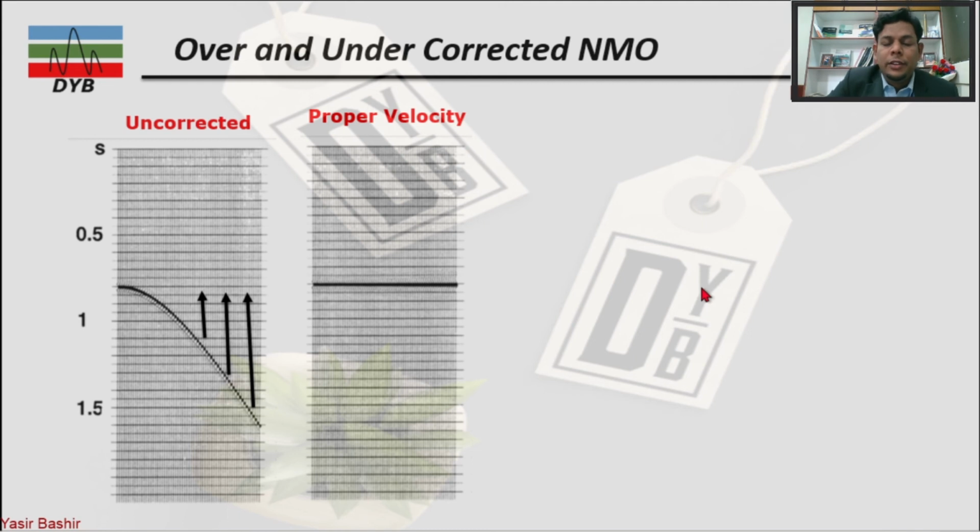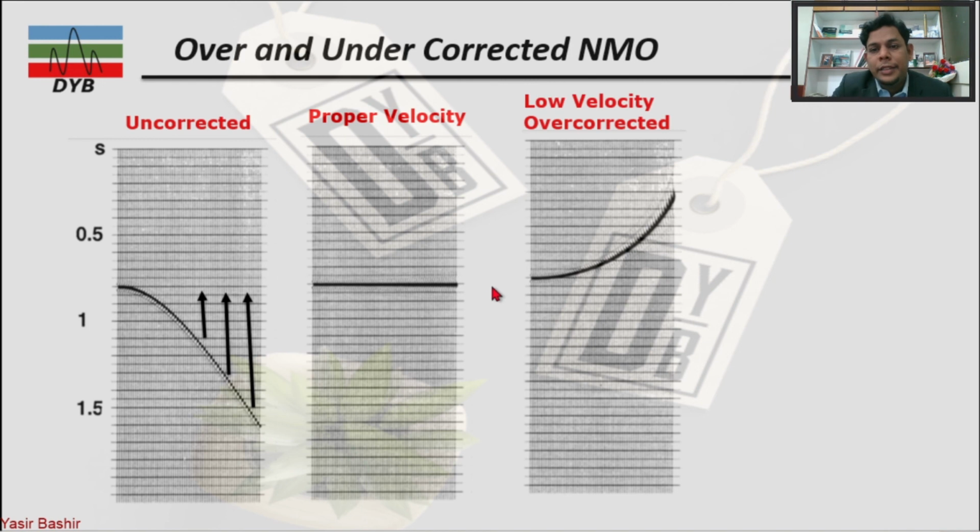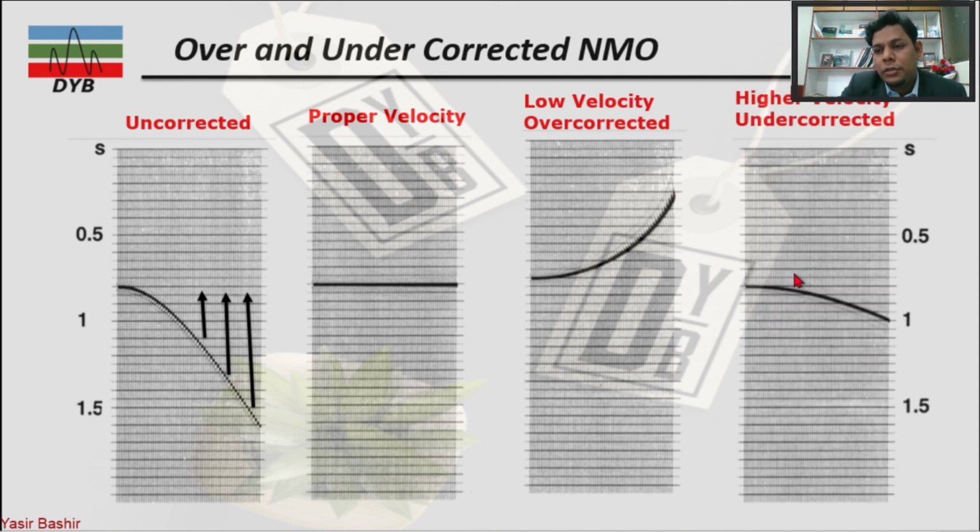There is another factor which is called overcorrected or undercorrected NMO. Let's say this is the uncorrected gather, and this is the proper velocity. When we pick the proper velocity in the semblance or any other method, then we have to straighten this reflection. But if your velocity is lower than the actual velocity, then you will have this effect. It will go toward the top. That is called overcorrected. If you use a higher velocity, it brings it down. That's how you correct your data.